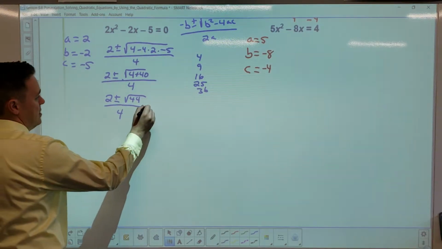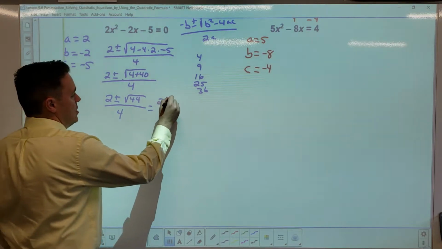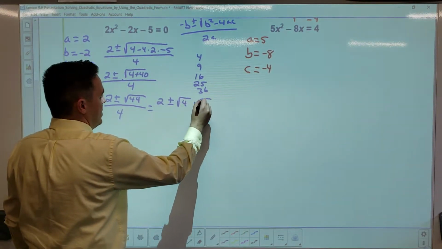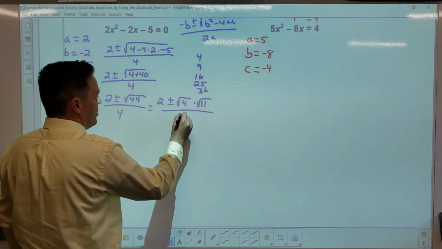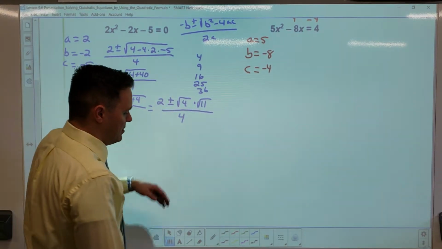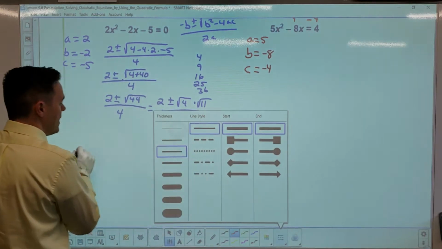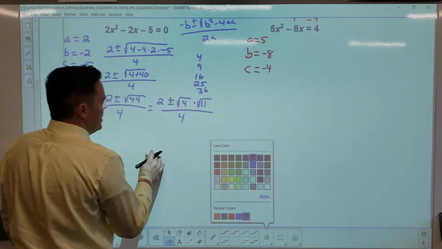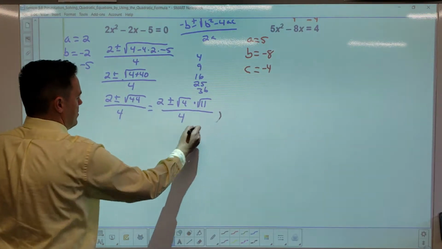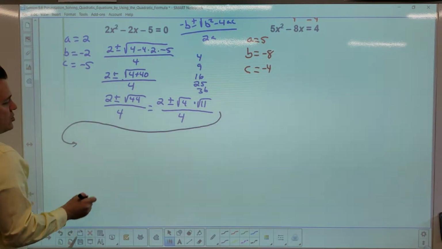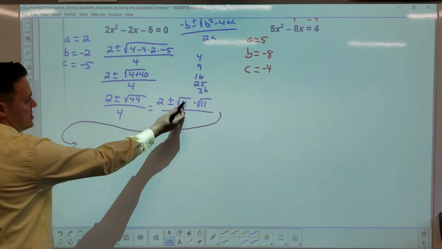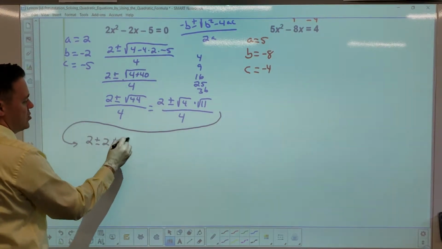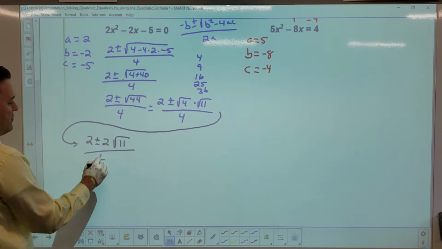If you did, this would be 2 plus or minus the square root of 4 times the square root of 11 all over 4. Okay? You guys should be able to see that. All right, and then, let me not do red, do purple. And then, ladies and gentlemen, I'm going to take it down here. So now what you want to do is focus on this. What is the square root? 2 plus or minus 2 square root of 11, all divided by 4.